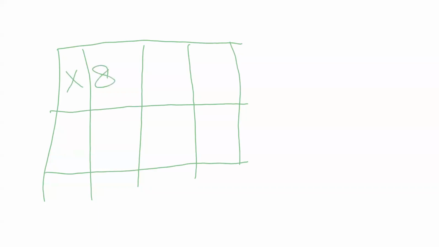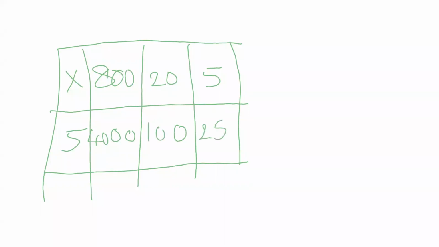Write the expanded form: 800 plus 20 plus 5 multiplied by 5. 5 zeros are 0, 5 zeros are 0, 5 eights are 40. 5 zeros are 0, 5 twos are 10, so it's 100. 5 fives are 25. Now we are going to add.